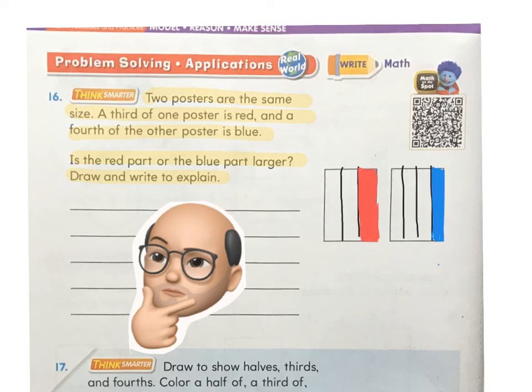Now using my eyeballs and comparing the red section with the blue section, to me it looks like the third is bigger than the fourth. It's a little bit thicker. So now I need to write that out in a sentence.